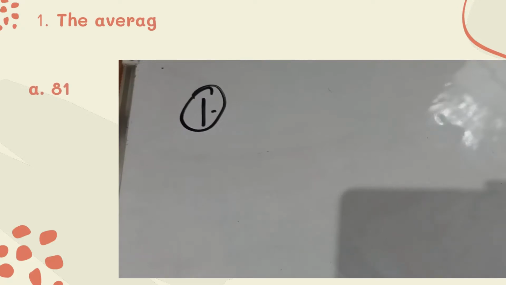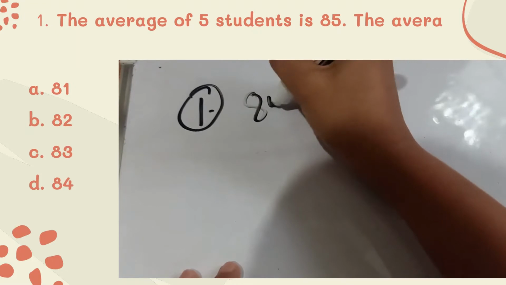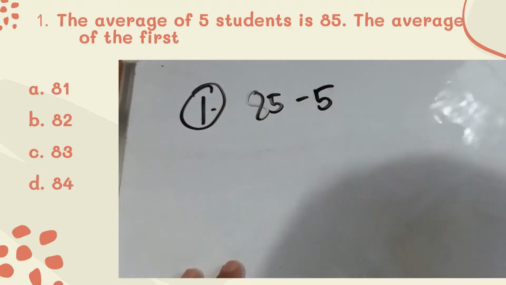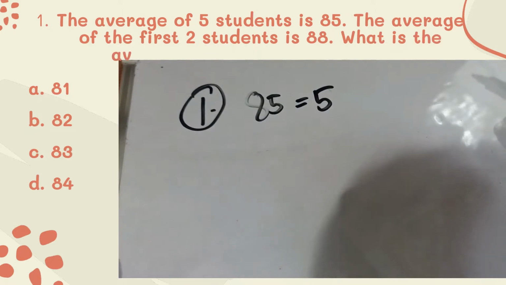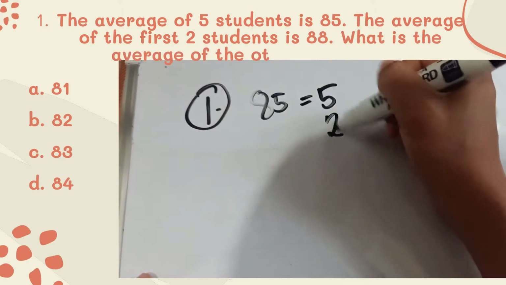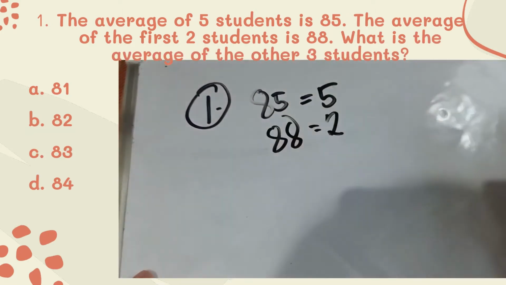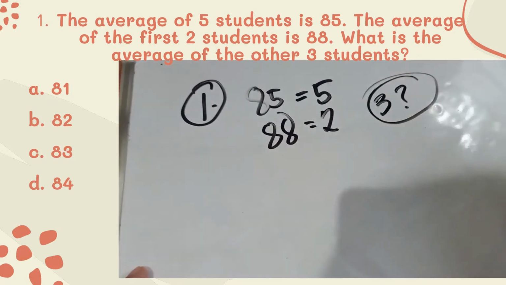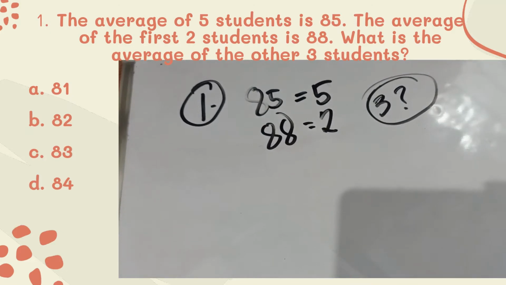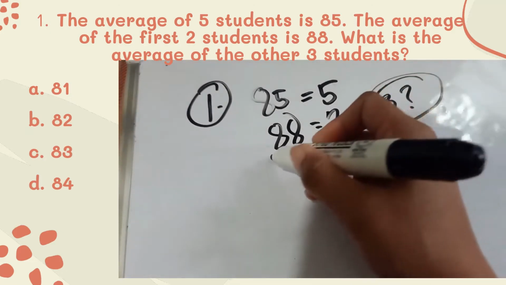Number one question, the average of 5 students is 85. So, ito daw yung average ng 5 estudyante. And the average of the first 2 students is 88. What is the average of the other 3 students? So, yun ang ating unknown. And here are our given.